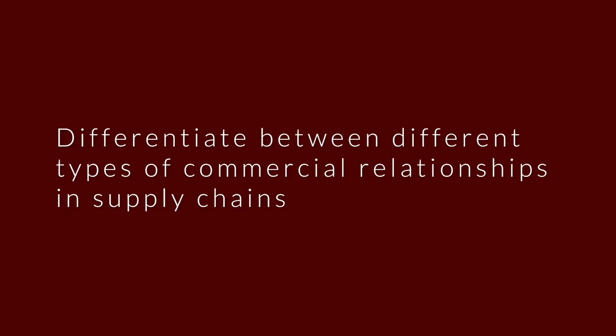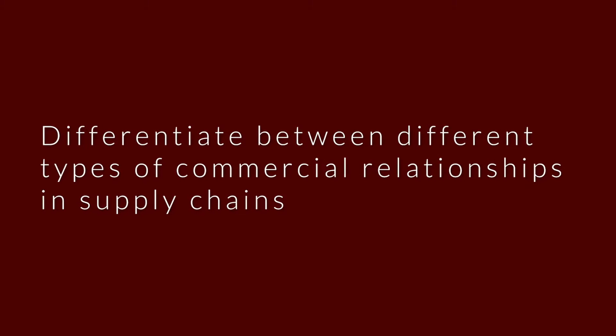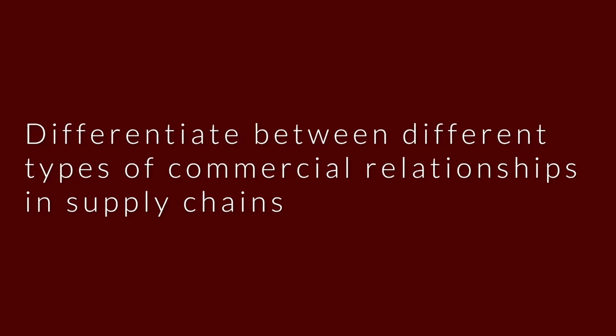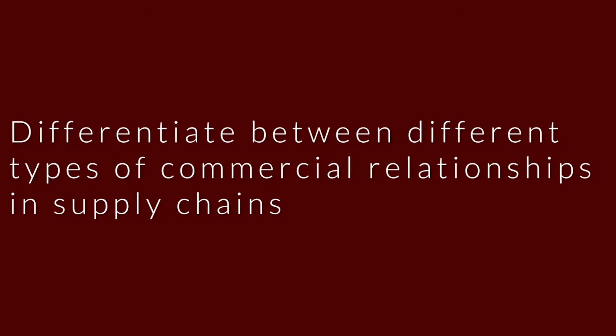Let's move on. That actually marks the end of Learning Outcome 1. So what exactly was Learning Outcome 1 all about? You're supposed to differentiate between different types of commercial relationships in supply chains. You should be in a position to do that now based on everything that you've just covered.